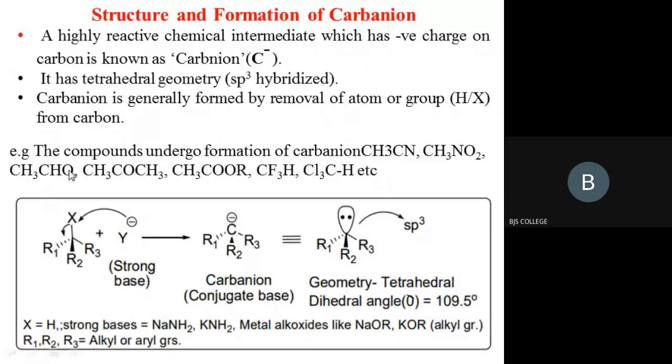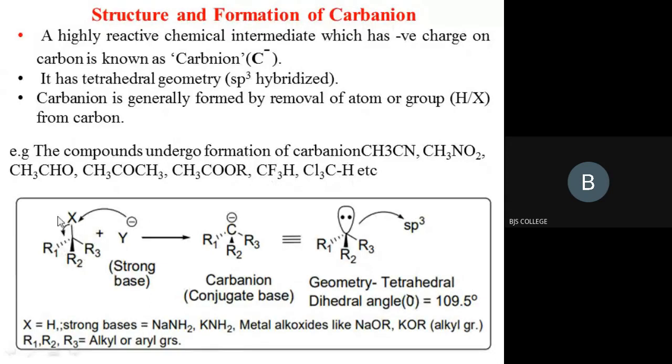Now, it is generally observed that those compounds which contain electron withdrawing groups can easily form carbanions. For example, you have methyl cyanide, nitromethane, or acetaldehyde, or acetone, or ester, or you have CF3H, trifluoromethane, or you can have trichloromethane. Here what you'll find is that all these molecules have an electron withdrawing group, for example CHO or CO or COOR, CF3. These are electron withdrawing groups.